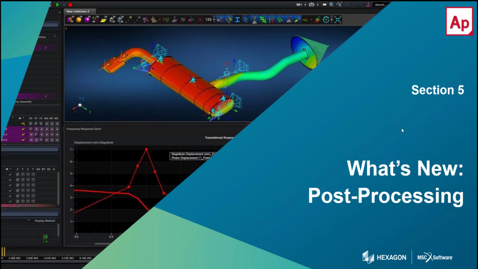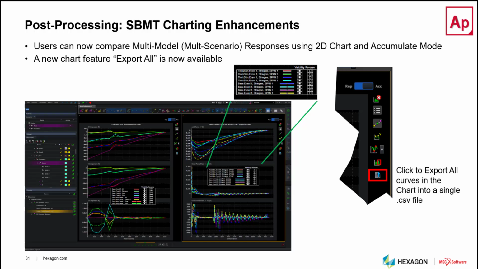Okay, so now let's jump into post-processing. The first one that I'm going to bring up is an enhancement that we've made to our shear, bending moment, and torque charting capabilities. Here, users can now compare multi-scenario responses using 2D chart and accumulate mode, and you can also click the export all function. We have a new button that has the ability to export all curves in the chart into a single CSV file. So if you want to do post-processing on your post-processing and you want to open up Excel and manipulate the data that way, you can do that now.